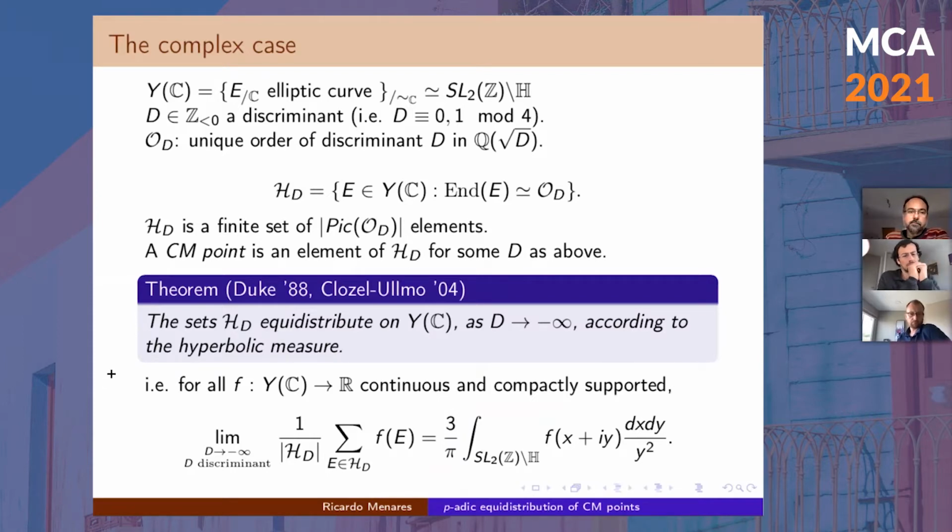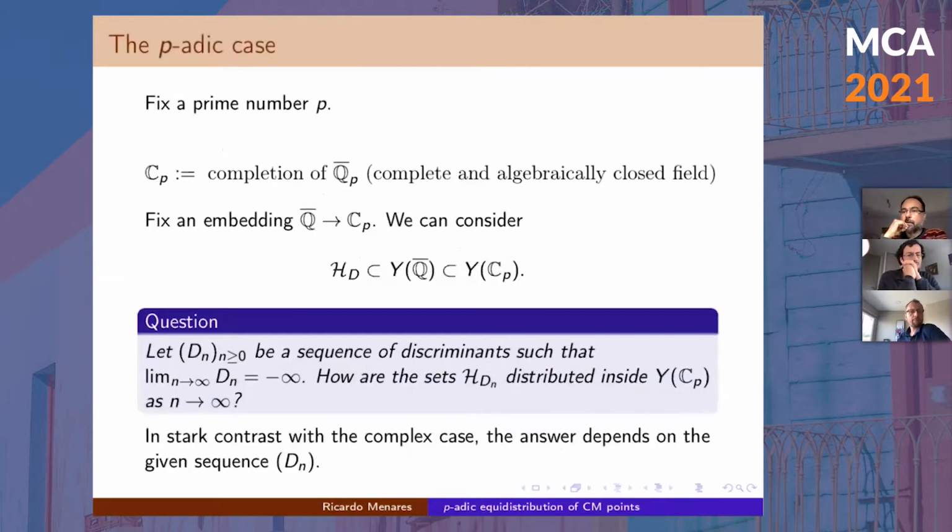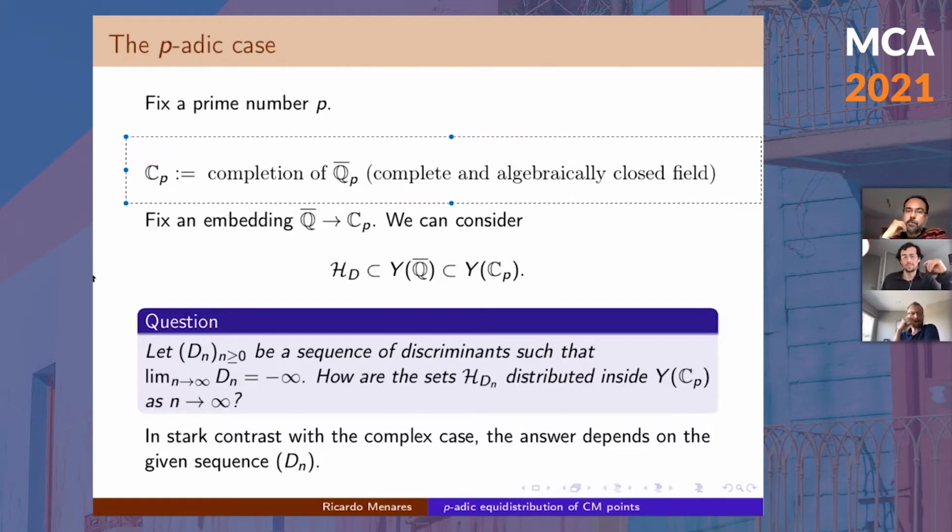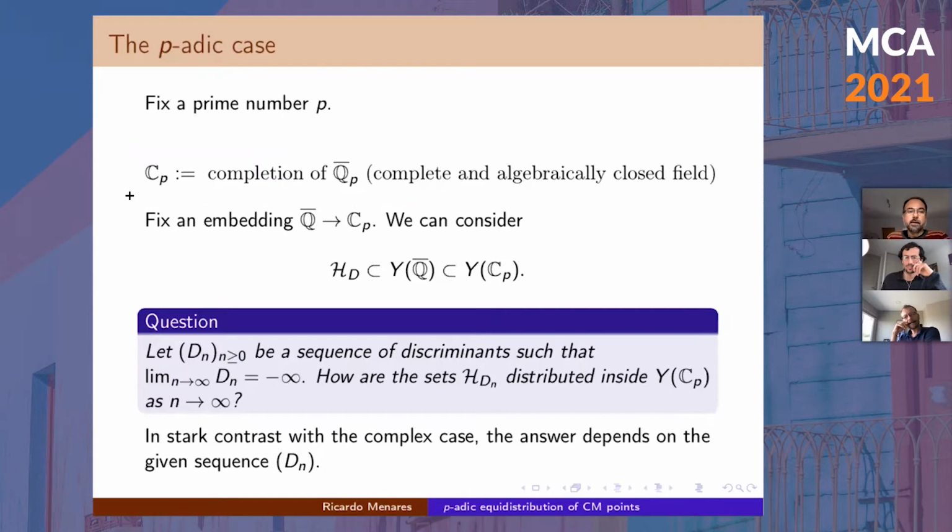So today I will talk about the p-adic case. So we fix a prime number p, and we will call C_p a completion of Q_p bar. So this C_p will be both complete and algebraically closed. So it will be like an analog of the complex numbers, but for p-adic numbers. And throughout this talk, we will fix an embedding of Q bar inside C_p. There are many of them, so we fix one, once and for all.